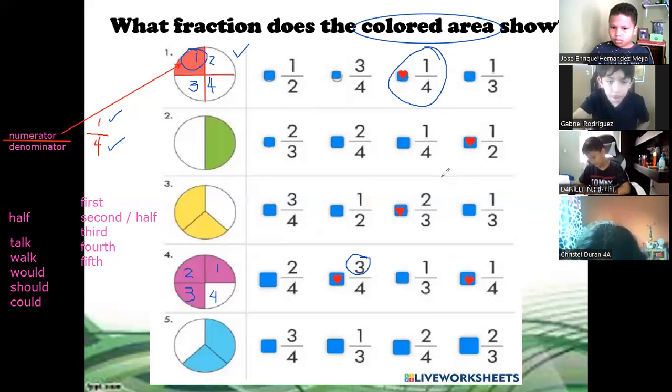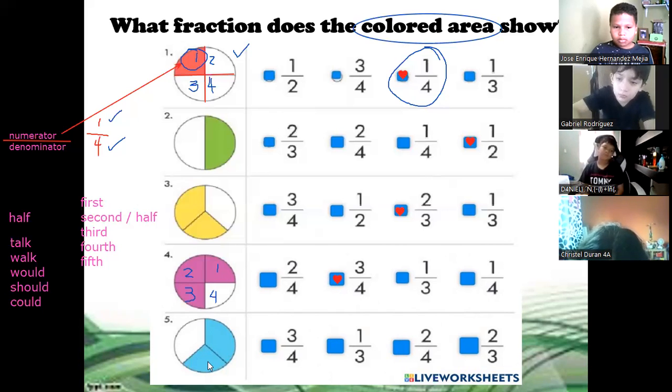Okay. So the answer is 3/4. 3 pieces in color. The whole is divided into 4 pieces. Okay. Now the last one in this worksheet. Look at the figure. It is divided into how many pieces? 2/3.